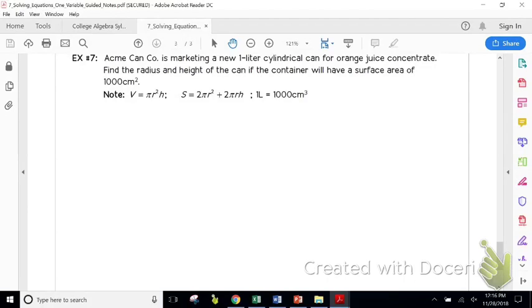Well, 1,000 centimeters cubed, that's a volume, right? Yeah. So that means, because this is a 1-liter can, that 1,000 centimeters cubed is going to be equal to the pi r squared h. And then I know the surface area is going to be 1,000 centimeters squared. We'll use that in a minute then.